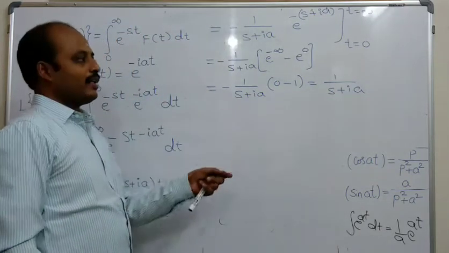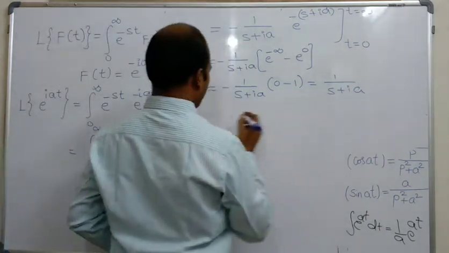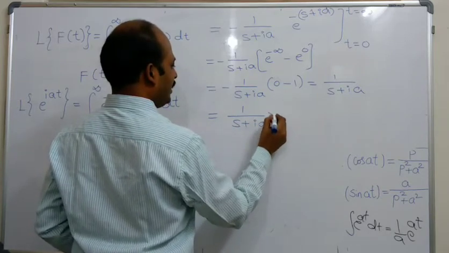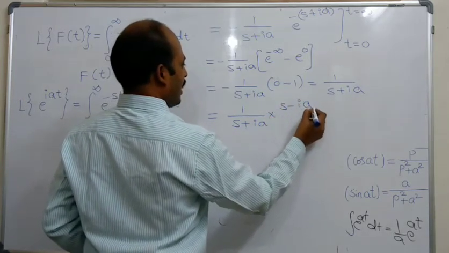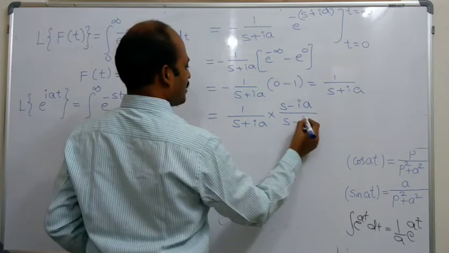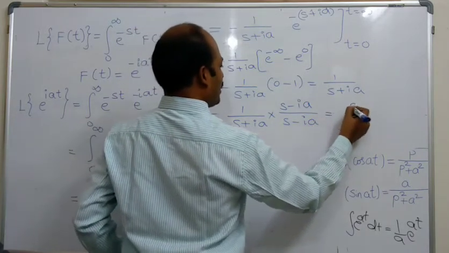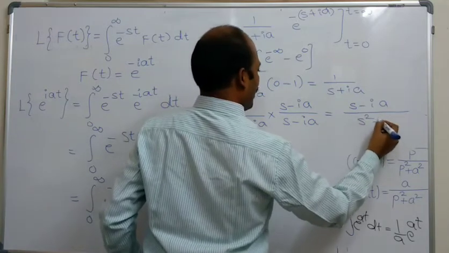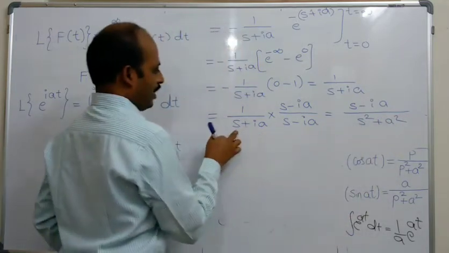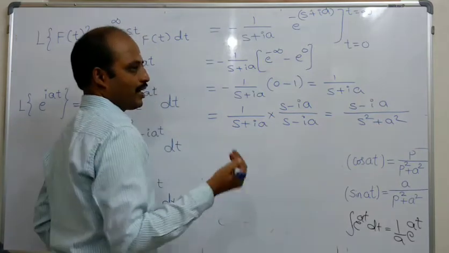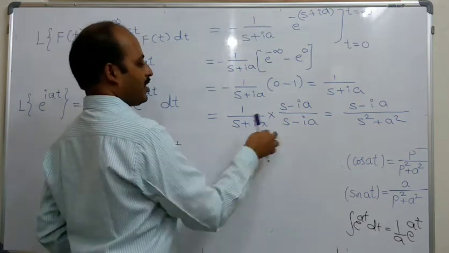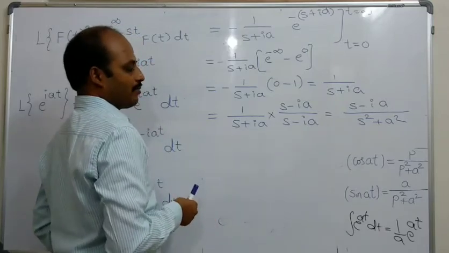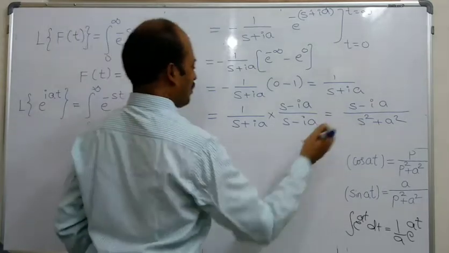Rationalize the denominator s plus ia. It means which is equals to 1 by s plus ia into s minus ia divided by s minus ia. You can write like this: s minus ia divided by s square plus a square. A plus b into a minus b is a square minus b square. But we have i square becomes minus 1, so s square plus a square.